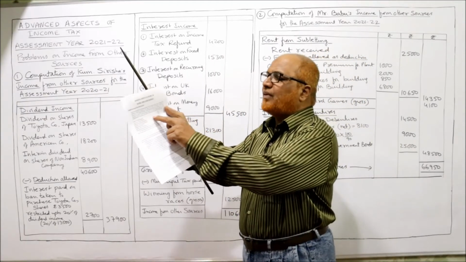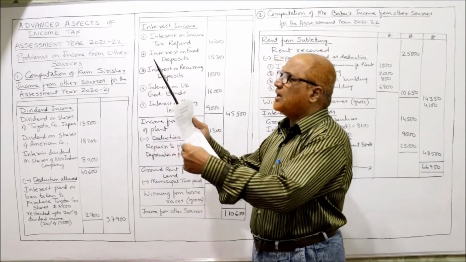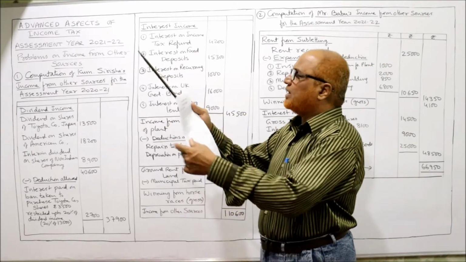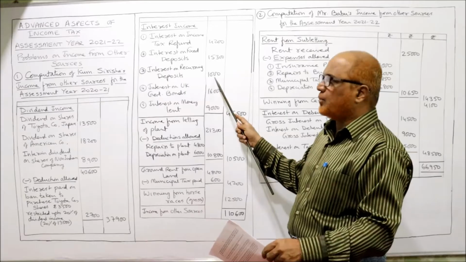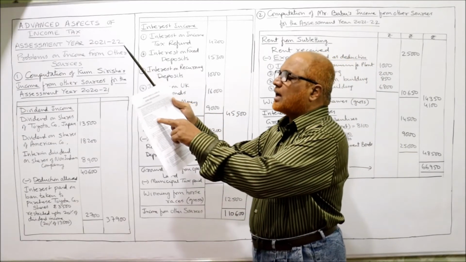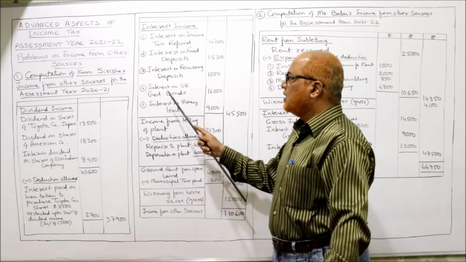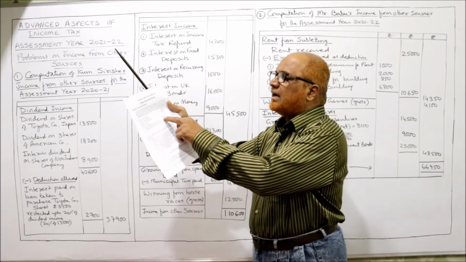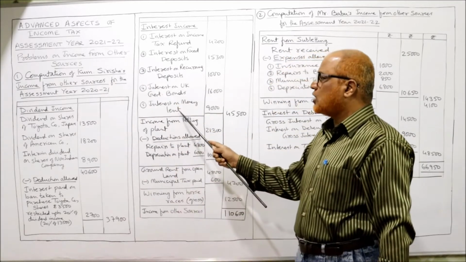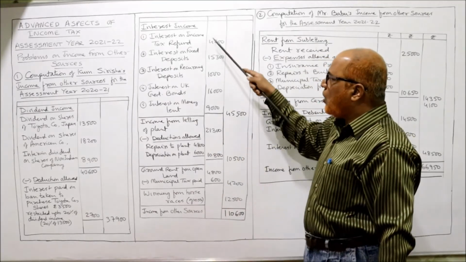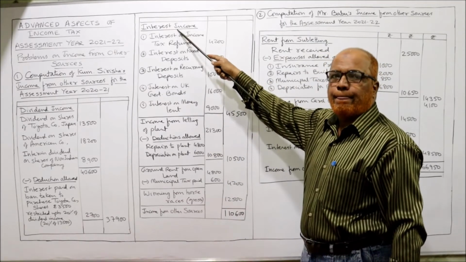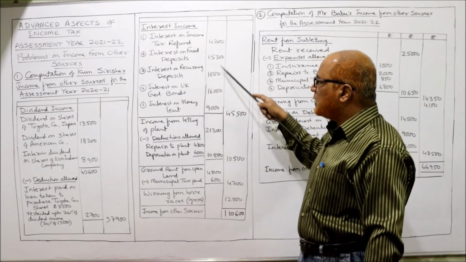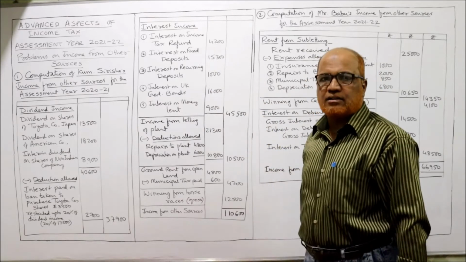Then interest on fixed deposit 15,300, I have taken interest on fixed deposit. Interest on recurring deposit 1,000. Then interest on UK government bond 16,000. Then interest on money lent 9,000. All these are the interest income. We have taken all interest income at one place. Now total interest income is 45,500.